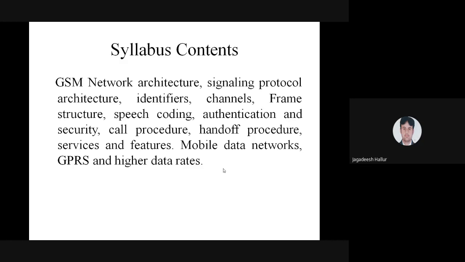What are those registers? One is HLR, that is home location register, and second is VLR, that is visitor location register. Next is EIR, that is equipment identity register, and next is AUC, that is authentication center. Next is the intelligent network. These registers are attached to the MSC, that is mobile switching center. We'll see this in GSM network architecture.